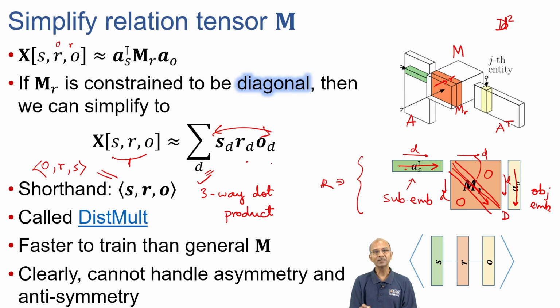And there are anti-symmetric relations where if subject relation object holds, then object relation subject most definitely does not hold. For example, if S is the father of O, then certainly O cannot be the father of S. So, there is asymmetry and anti-symmetry, and DistMult cannot handle either of them. So, that is a limitation.